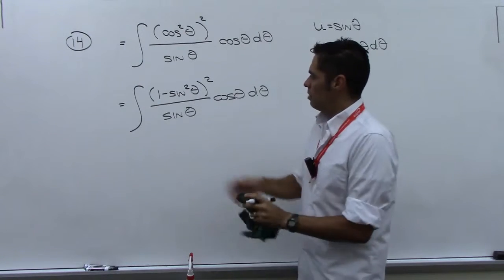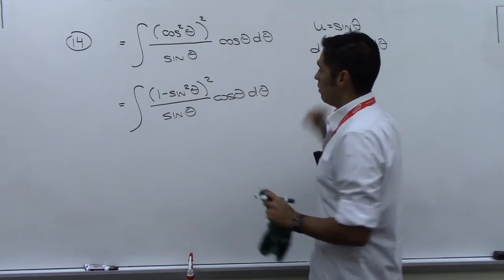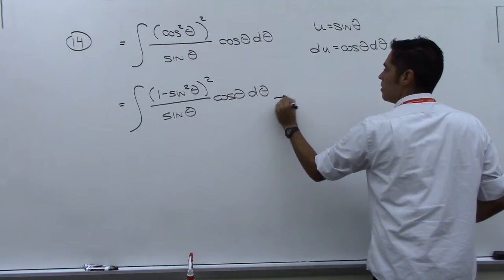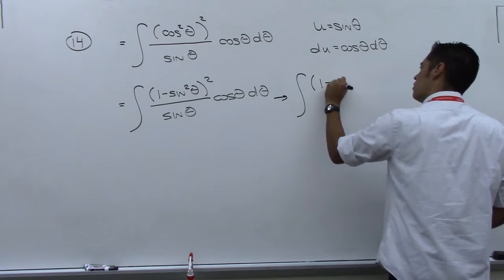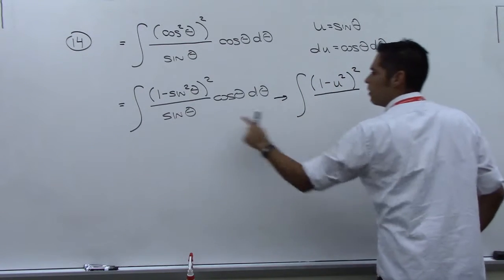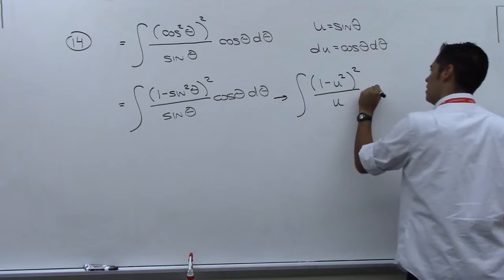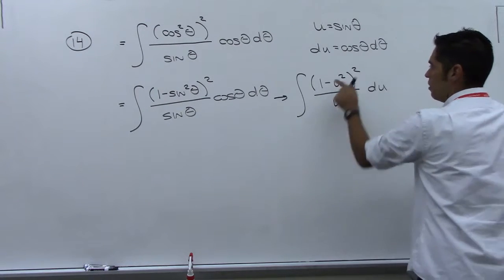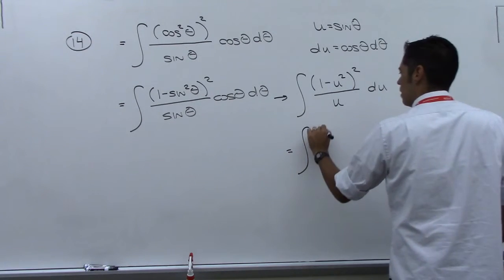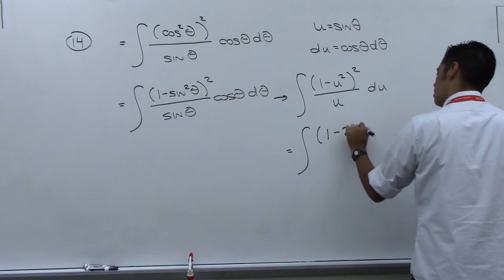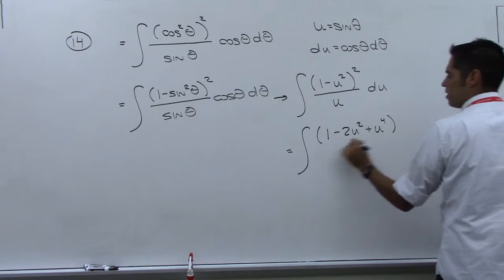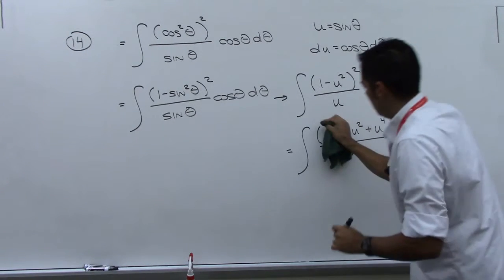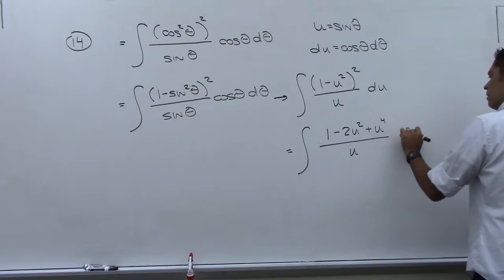Now I've got all the stuff over here has sine in it, which means I can replace them with u's, and cosine theta d theta is my du. So now rewriting this integral, I have 1 minus u squared, squared, over u and then du. And at this point what I can do is expand out the numerator. This will become 1 minus 2u squared plus u to the fourth on top over u. I really don't need the parentheses here. Okay, and then du, like that.